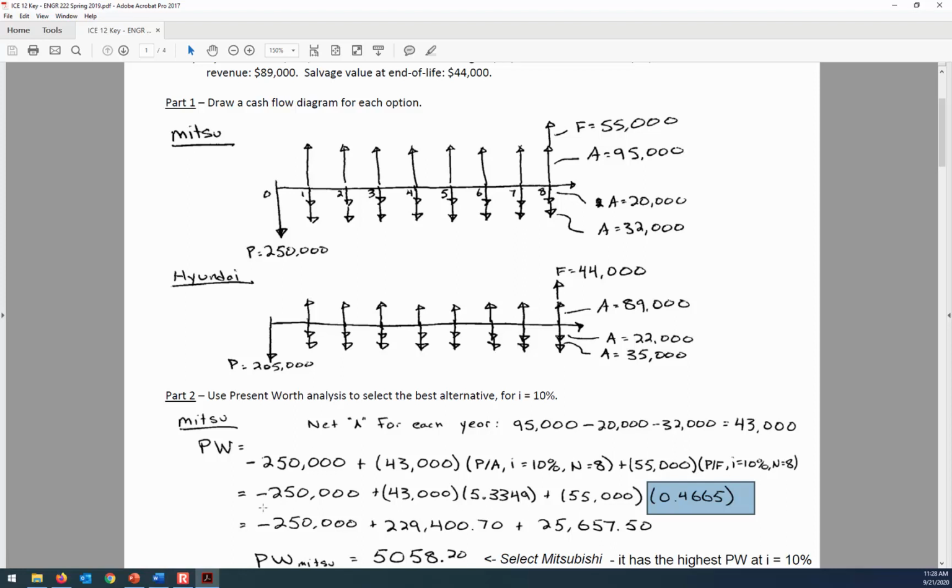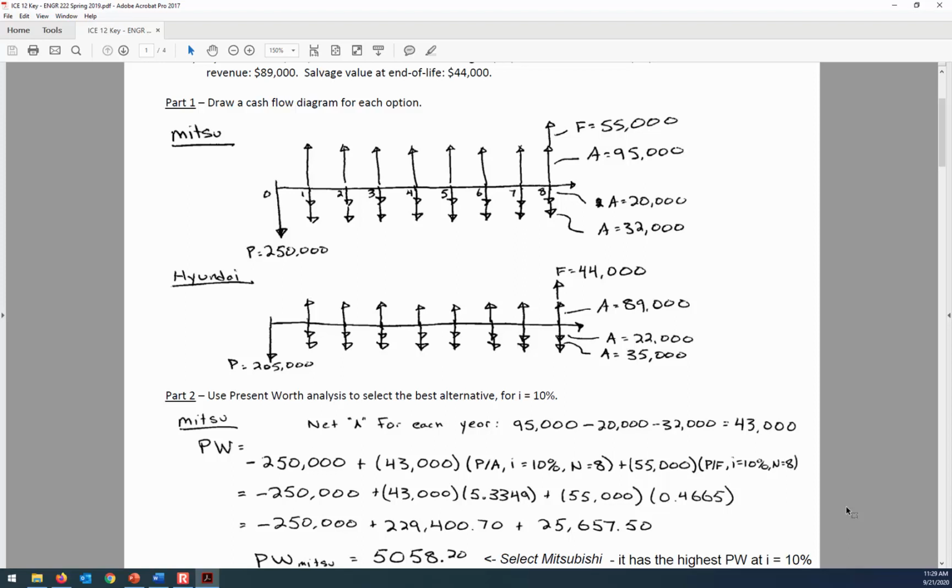Okay, so you can see that 250 was already at the present, and that was a cost. Then here's the present value of the net revenue, $229,400.70, which is the net revenue taken to the present. And then here is the present value of the salvage. The 25,000 is the present value of the salvage. So the present worth overall of the Mitsubishi alternative is $5,058.20.